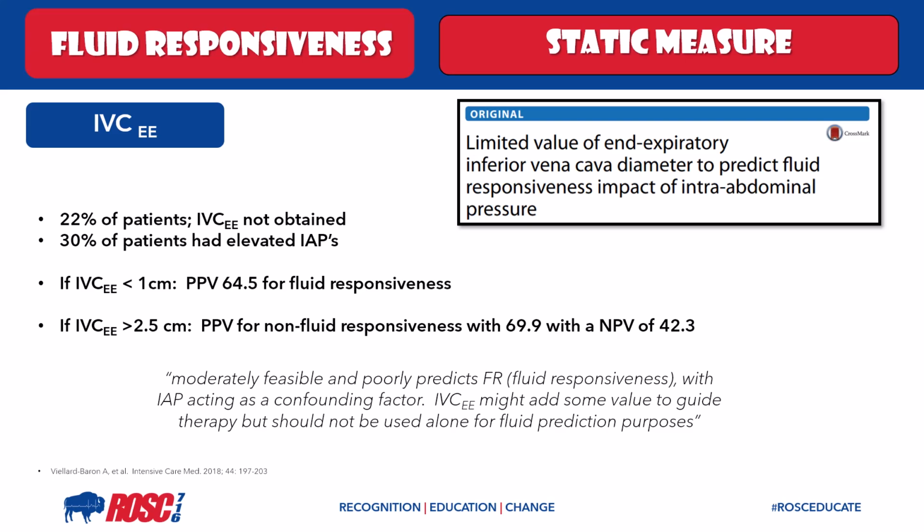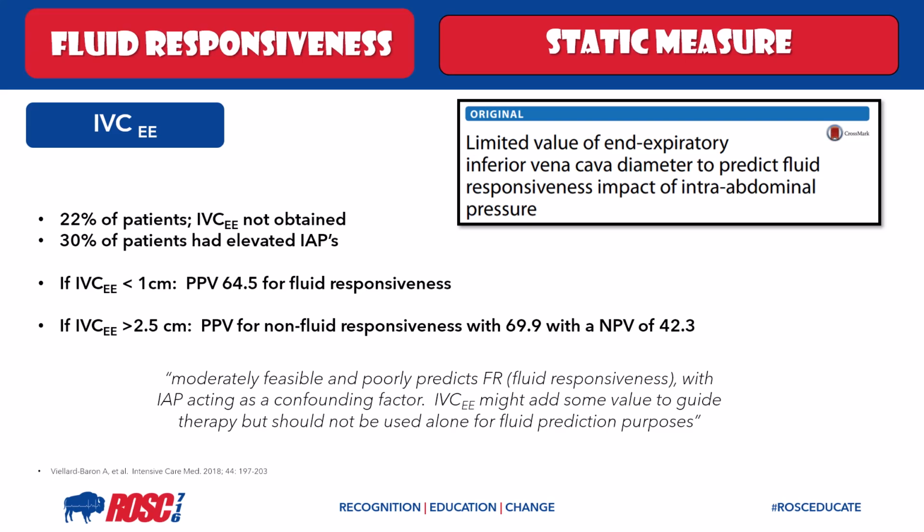So with this, roughly about 1 out of 5 patients could not be viewed. Up to a third of the patients had elevated intra-abdominal pressure, which is known to affect their IVC. And this paper did a great job with their breakdown, but if you look at the extremes of the measurement, if an IVC end expiration was less than 1 centimeter, normally we would say, wow, that person's dry. But that only carried with it a positive predictive value of about 65% for fluid responsiveness. This should shock you.